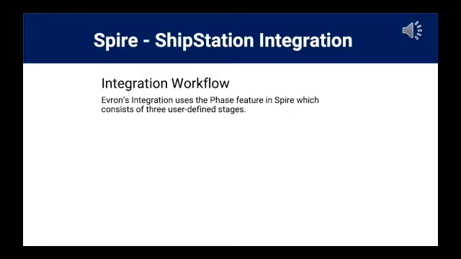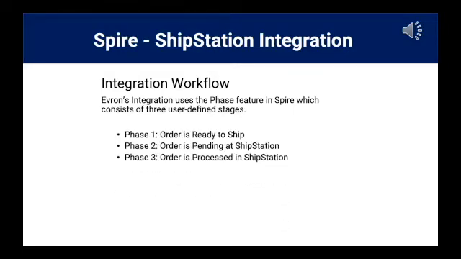Here's the workflow. Simply put, we use Spire's phases to manage the workflow of the integration. We have 3 phases. The first phase would be ready to ship. Next is pending at ShipStation, and third is order is processed at ShipStation. These phases are user selectable, so you can have your own phases as you wish, and we can accommodate that.